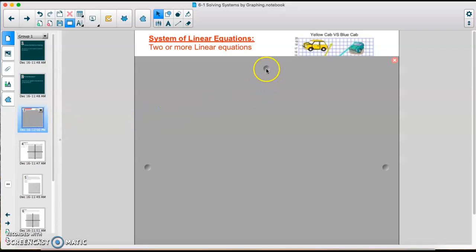So some vocab here, and I'll be honest guys, some of this isn't real useful, but we need to go over it anyway. So a system of linear equations, that's what we're working with in chapter 6. It's just two or more linear equations. So linear equations are just y equals mx plus b. Okay, so it's just two or more lines, really.